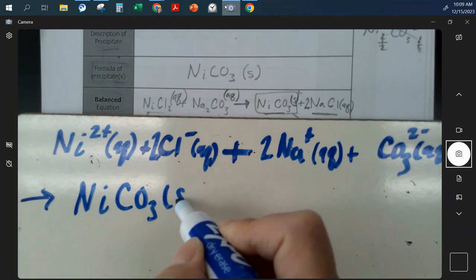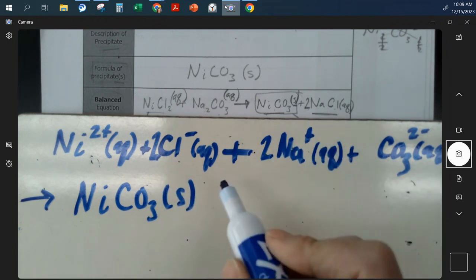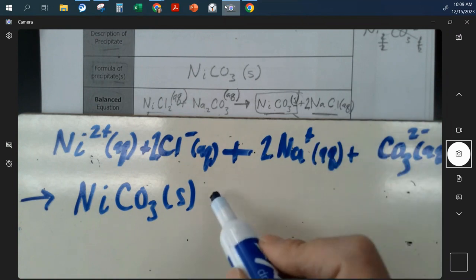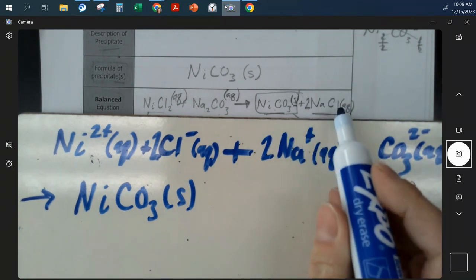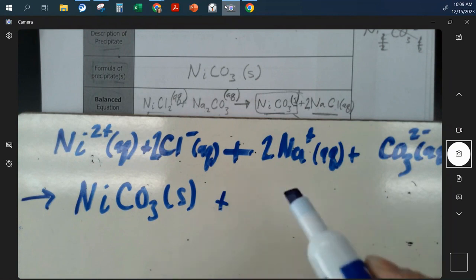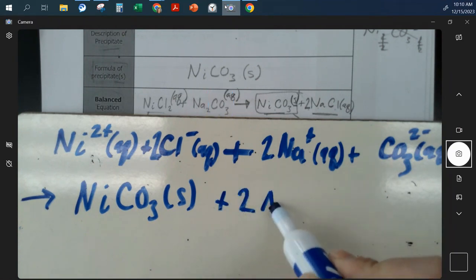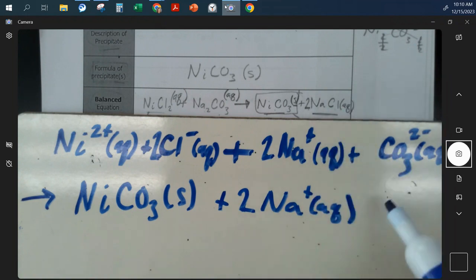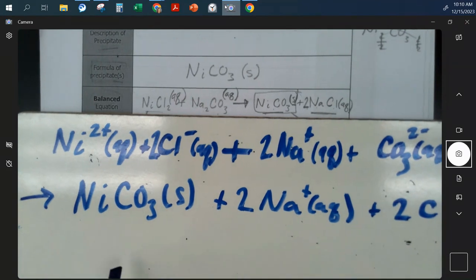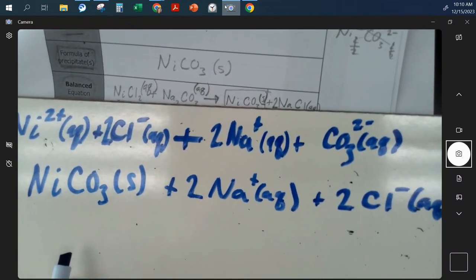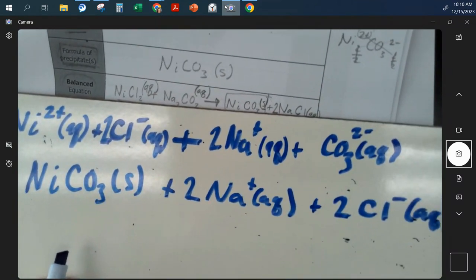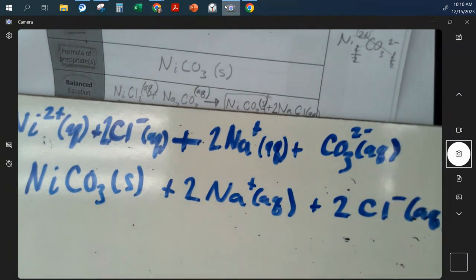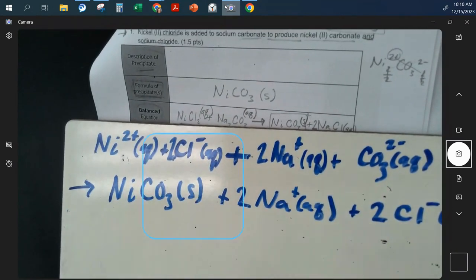NiCO3, that's a solid. And the next thing is aqueous, so it's going to break into its pieces. And I have 2 sodiums and I have 2 chlorines. So 2 Na pluses, that's aqueous. And then the chlorine breaks off, 2 Cl minus, which is also aqueous. Okay, so that is my complete ionic equation. That's like the giantest thing that we have to write.